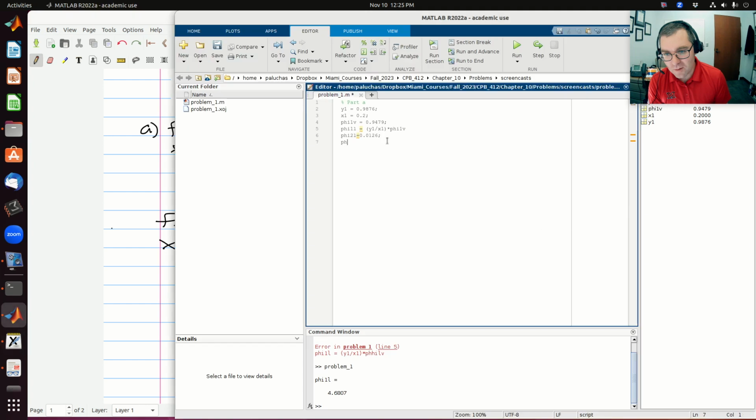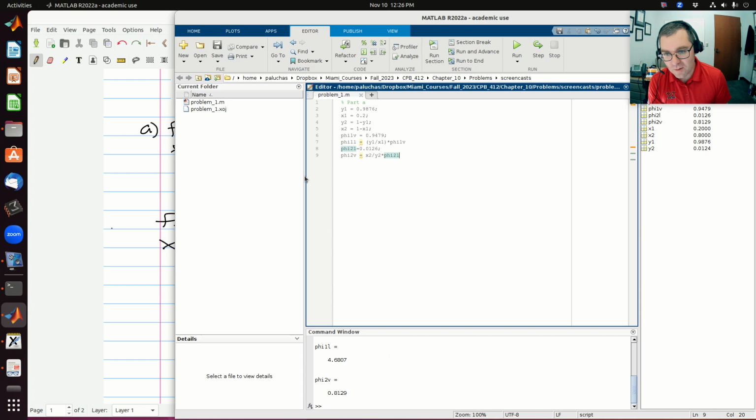Okay, so phi2 vapor was equal to, and actually let me define Y2 as being equal to 1 minus Y1, and X2 is 1 minus X1. So it makes sense. So I have X2 divided by Y2 times phi2L. Okay, so solving, phi2V is going to be 0.8129, right?